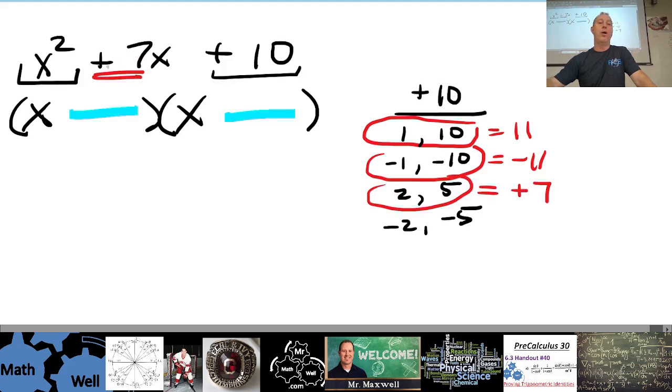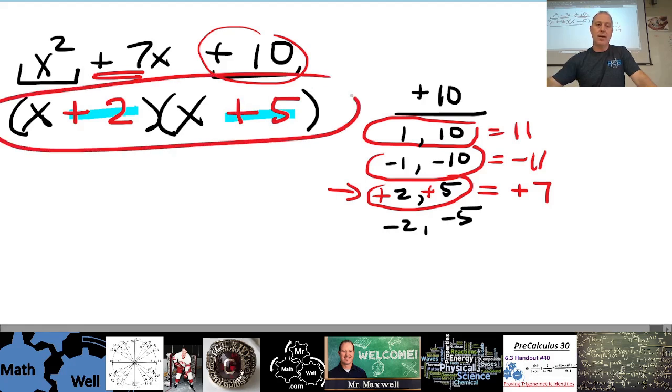Whoa! Look at this. Positive 2 and positive 5 gives me positive 10 when I multiply, and plus 2 plus 5 when added gives me plus 7. I've found my winner. So literally what you do is you put plus 2 here and plus 5 there, and you factored it. It's done.